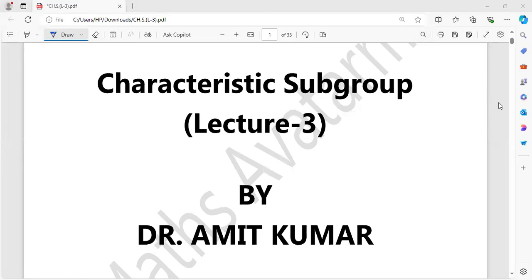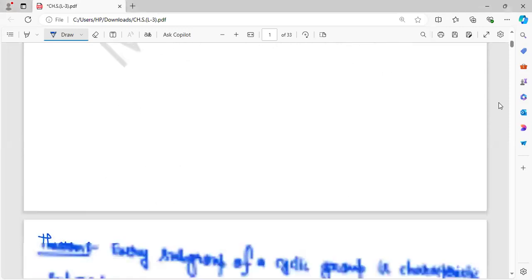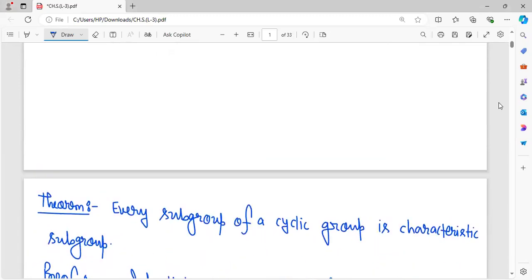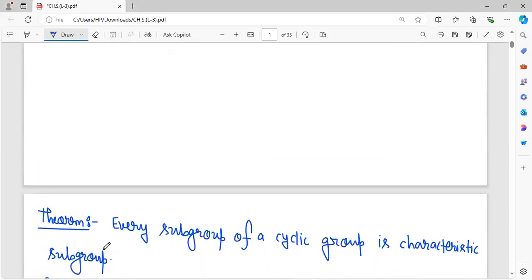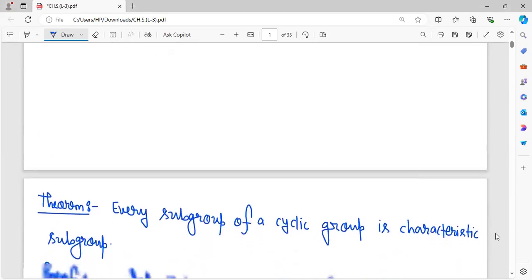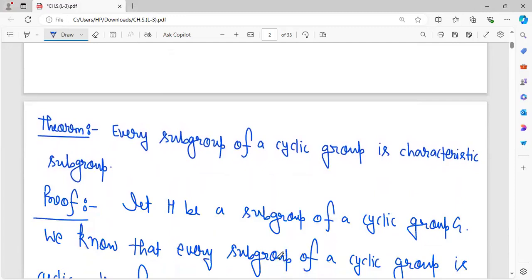So today we are going to see the third lecture on characteristic subgroups. In this lecture, we will show that any subgroup of a cyclic group is a characteristic subgroup. So see today's result: every subgroup of a cyclic group is a characteristic subgroup. Let H be a subgroup of a cyclic group G.